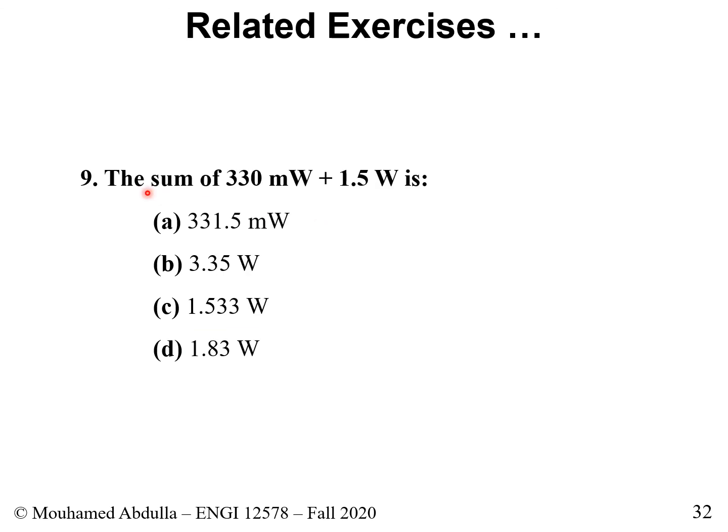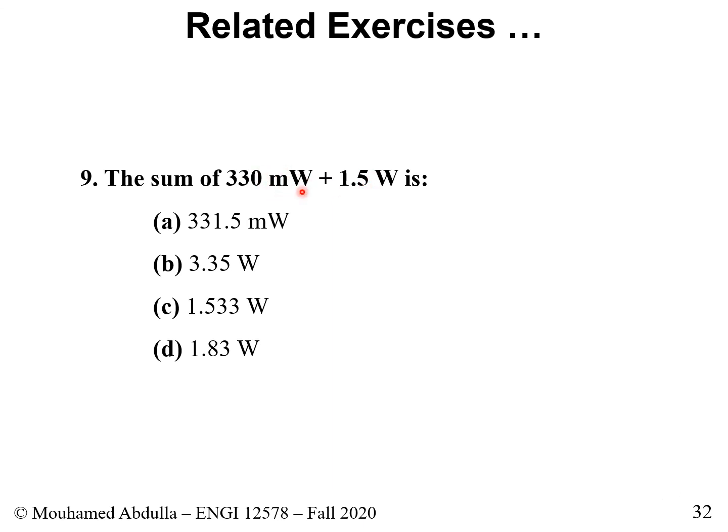Question 9: the sum of 330 milliwatt and 1.5 watt is which one? Again, let's verify if each of them is in engineering notation. This is milli, so milli is times 10 to the minus 3, so that's engineering notation. This value 330 is greater or equal to 1 and less than 1,000, so this is certainly in engineering notation. This too is in engineering notation. There's no prefix, and that's fine. That's also a multiple of 3, and the value is greater or equal to 1 and less than 1,000. So they both, standing alone, are in engineering notation.